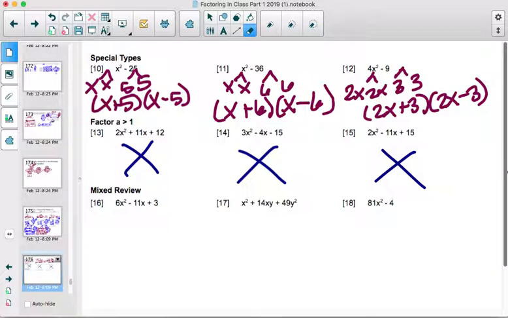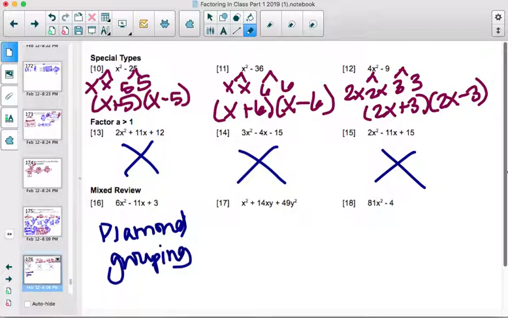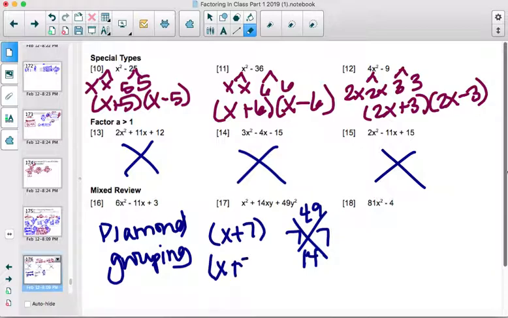Right, and then we get to our mixed review. So if we look at these, we should be able to just identify the type. So this one is the diamond with grouping. So you can refer to the ones we did before this. This one is a regular diamond, so multiply to 49, add to 14, which is 7 and 7. So it's just x plus 7, x plus 7. The only difference is you have a y at the end. And this would be considered like a challenge problem. So if you can just do the 7 and 7, that's fine.